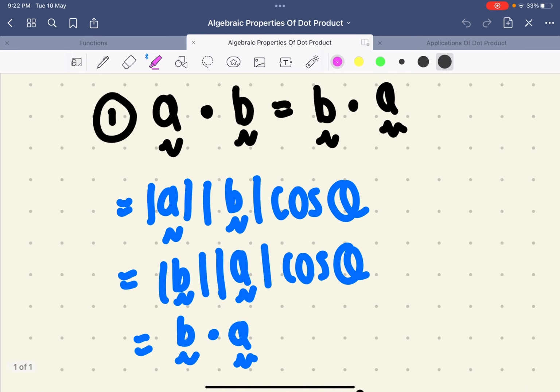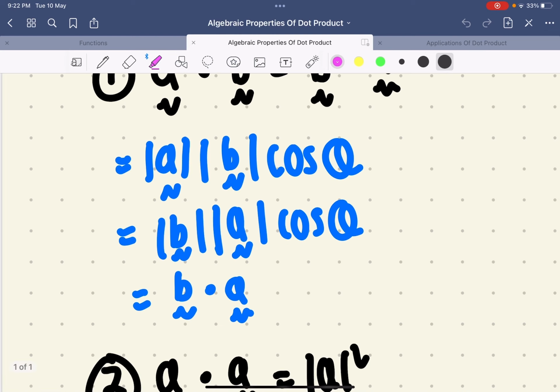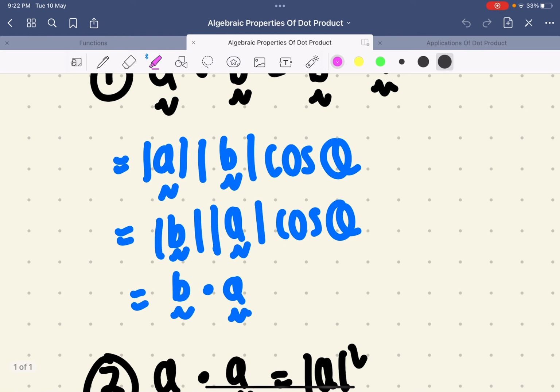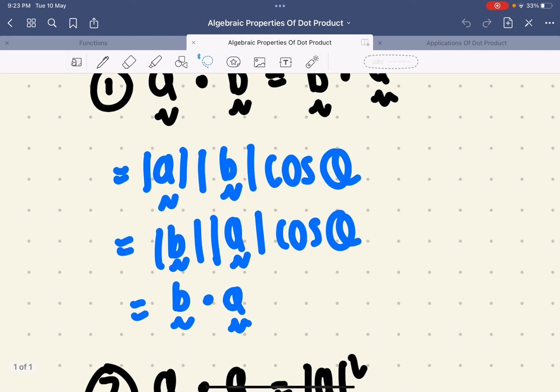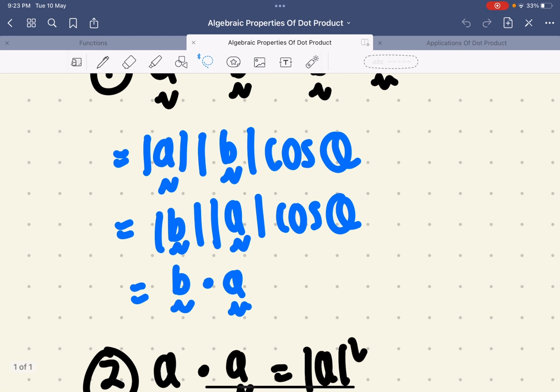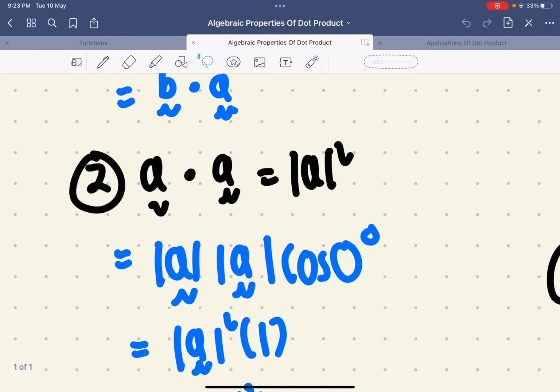A dot B equals B dot A. Why is this the case? Let us use the formula first. What is A dot B? A dot B is mod A mod B cosine theta. When you mod something, it becomes a scalar already. So mod A mod B is a scalar, which gives us the freedom to switch it around. I can switch the B around with the A, because we already made it a scalar quantity. After switching it around, we get mod B mod A cosine theta, which is B dot A.